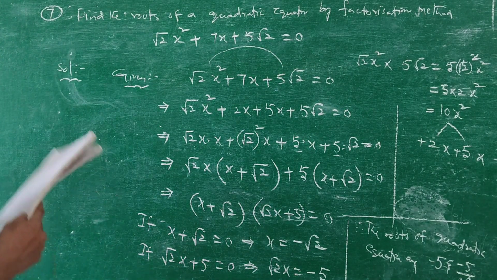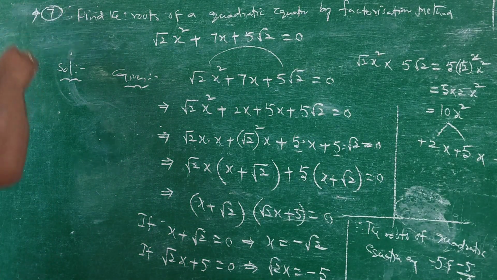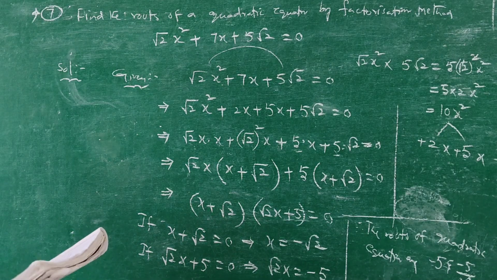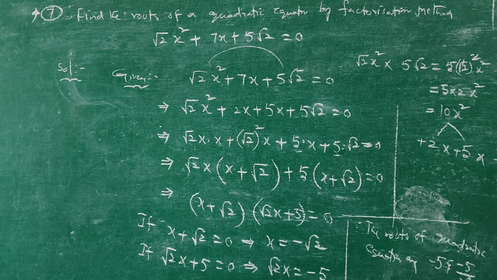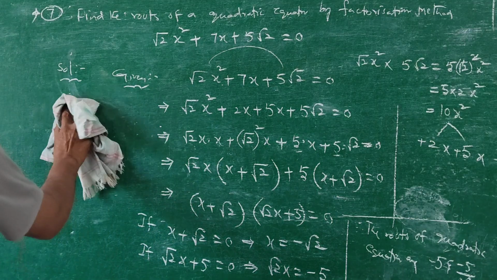This is an important one. Mostly all of the sums I explained here are selected sums only. The last question is there, one more last question, a 2 marks question.